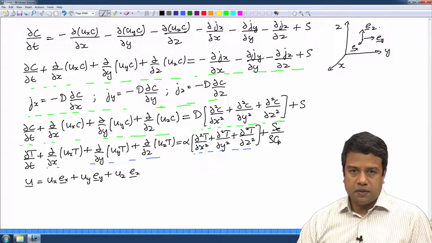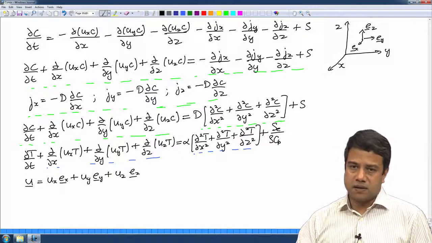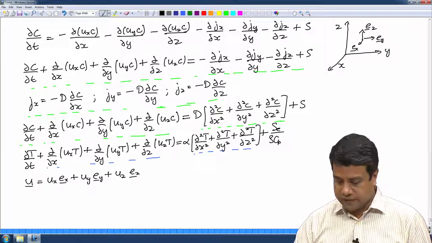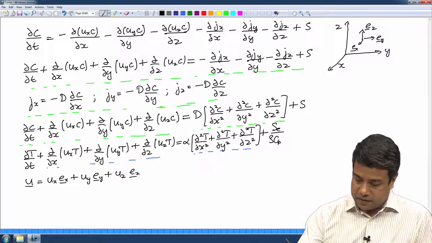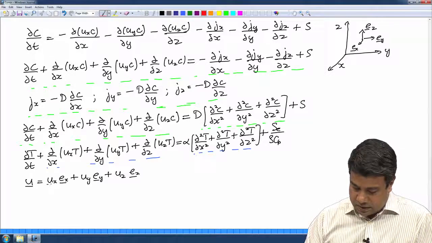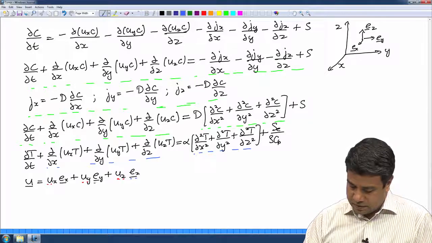And I will use the underline to represent a vector, rather than using an arrow on top to represent the vector. So, this is the velocity vector. There are 3 components and there are 3 unit vectors.